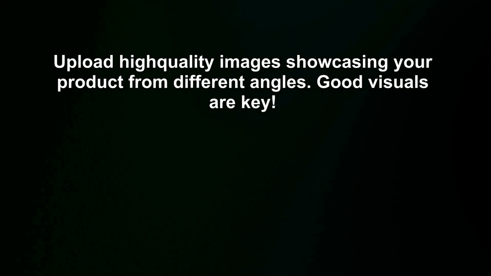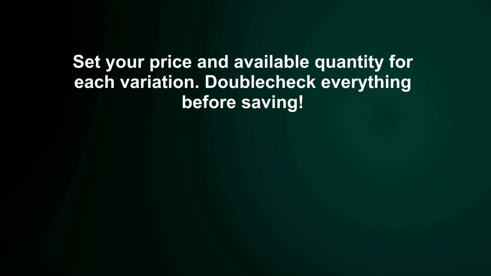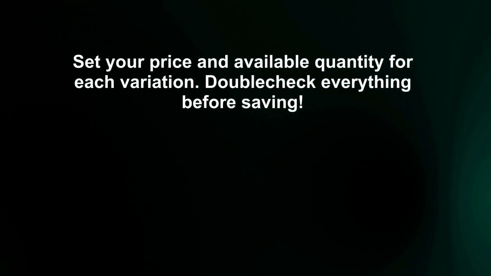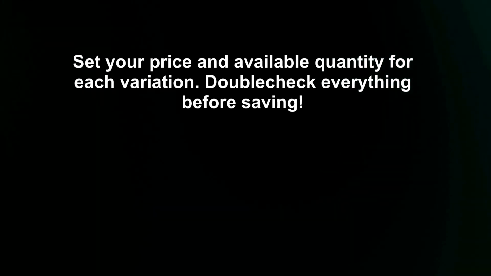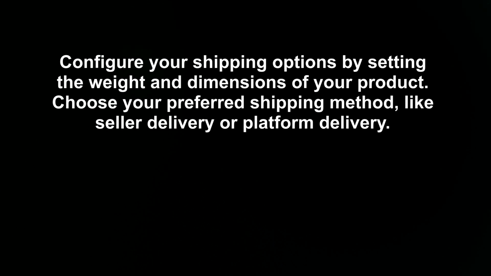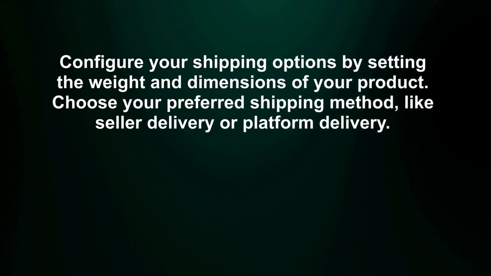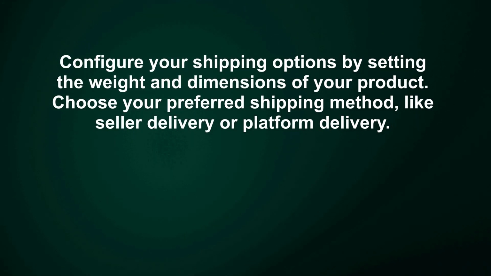Good visuals are key. If your product has variations like size or color, add them here. Set your price and available quantity for each variation. Double-check everything before saving. Configure your shipping options by setting the weight and dimensions of your product. Choose your preferred shipping method, like seller delivery or platform delivery.